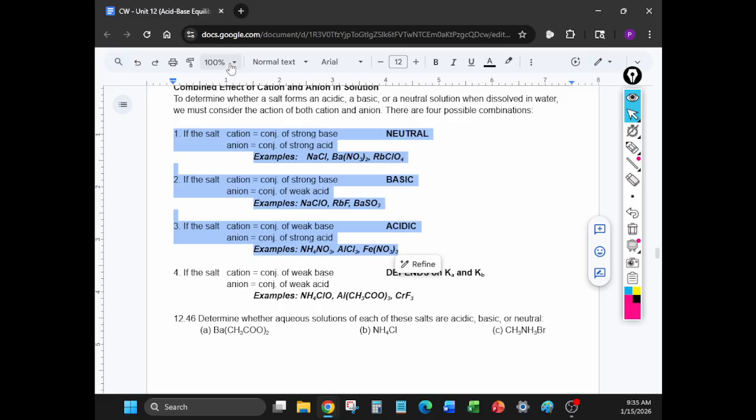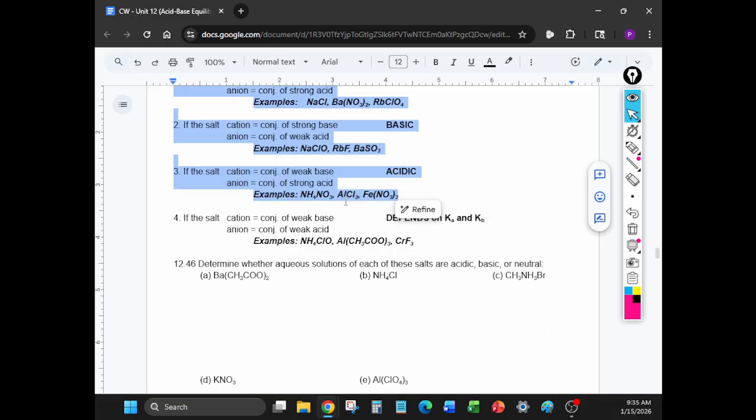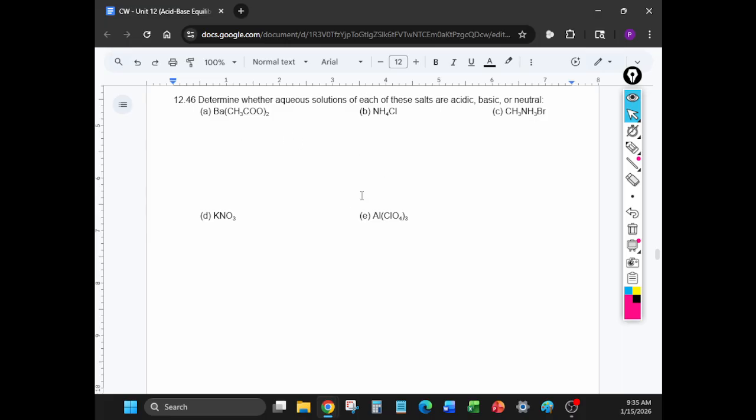I think the easiest way to do this is to look at some problems, because it'll help us figure out what to do. We have 5 different salts, and we're going to figure out if adding the salt to an aqueous solution will make the solution more acidic, more basic, or cause no change to the pH. So we're going to start with this one right here.